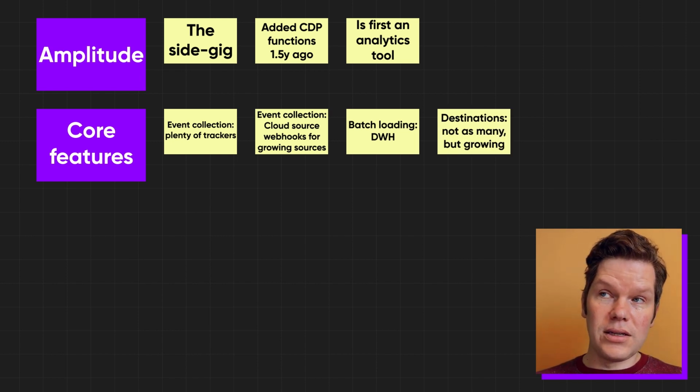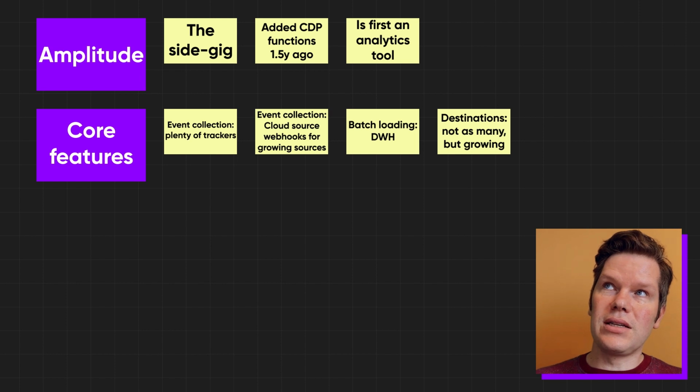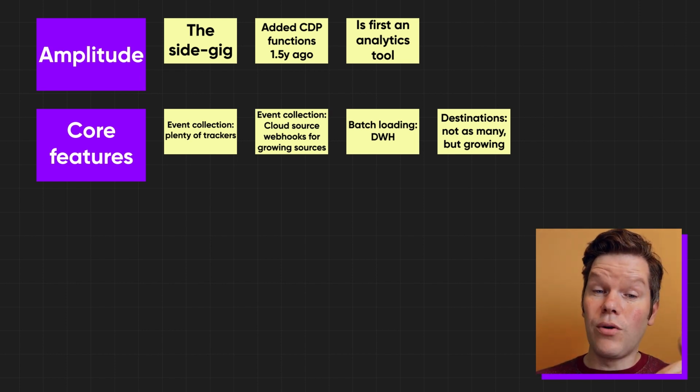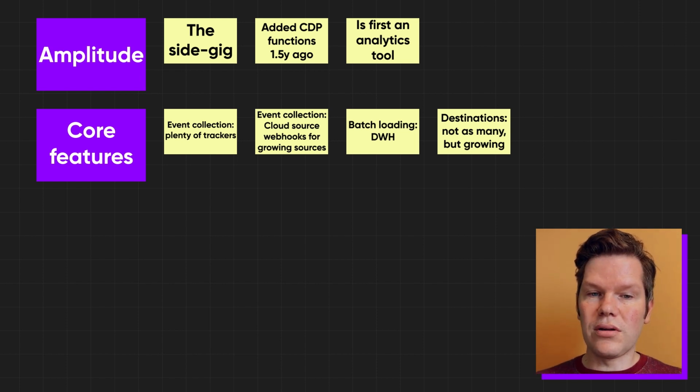Again, this is the interesting thing. You work with your data and then you send the data out to the destinations. They don't have the high number of destinations that Segment and Rudderstack have, but they have already plenty of them, and they are growing. So again, you have to check which tools you work with and then check if Amplitude is supporting them or not.